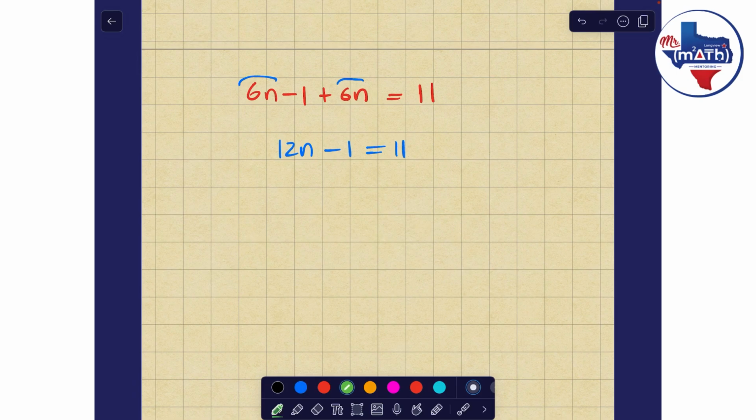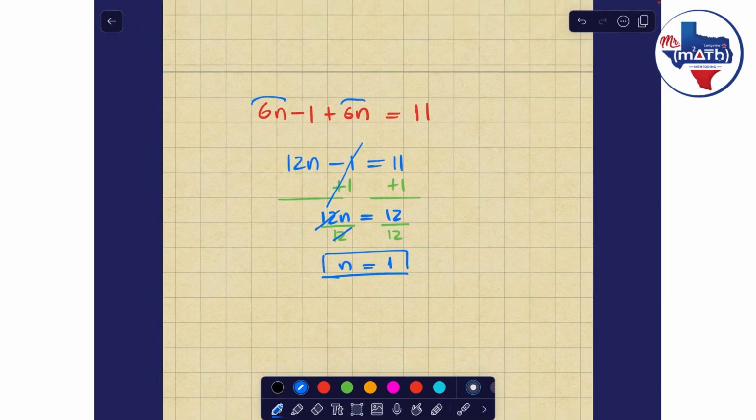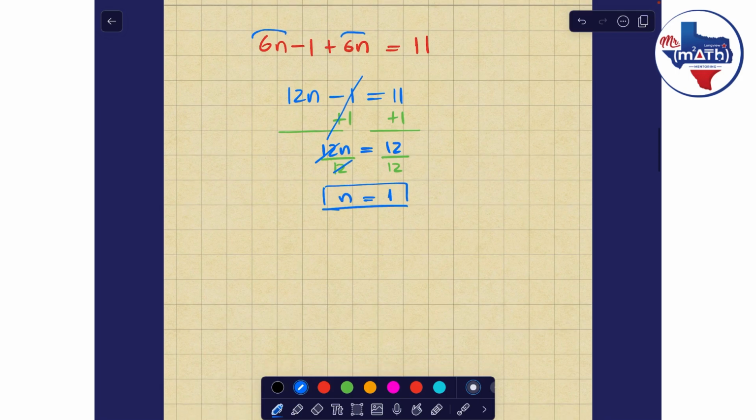Let's add 1 on both sides. And what do we have? This negative 1 plus 1 cancels out, and we have only 12n equals 12. Now let's divide by 12 on both sides. This 12 cancels out, and we'll have n equals 1. This is our answer.